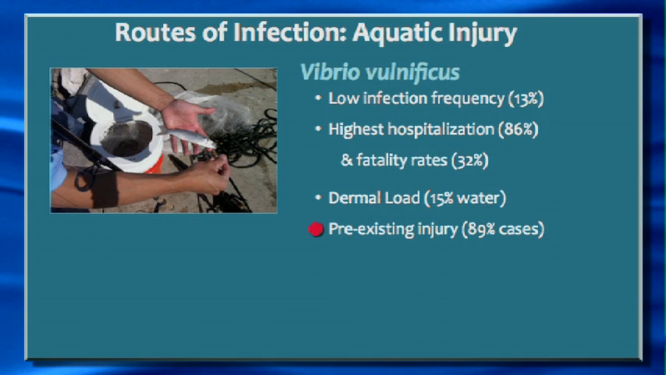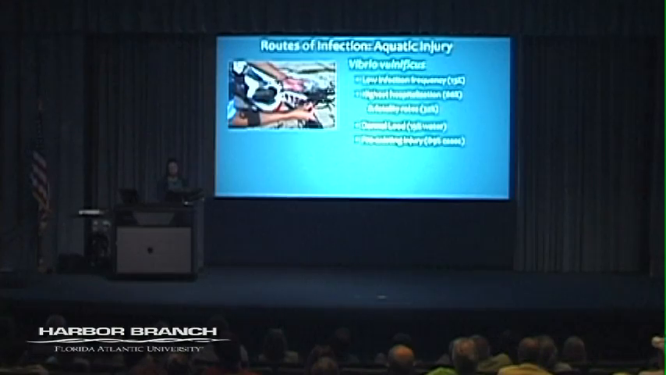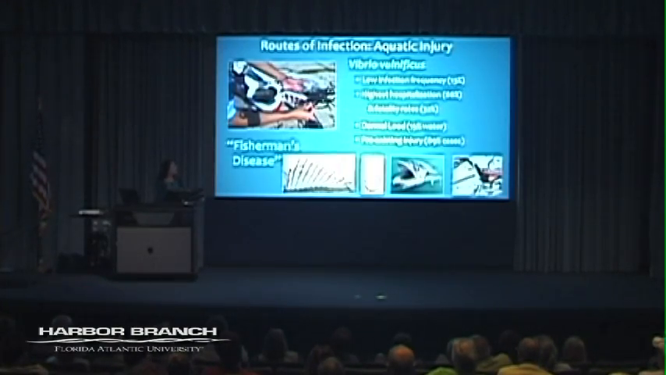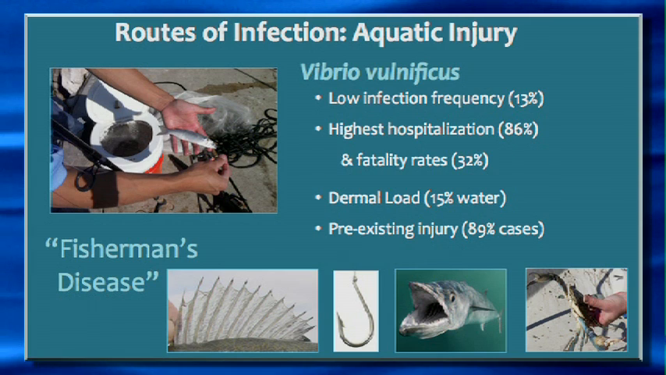So the real problem comes down when you have a pre-existing injury, or basically a route for this infection to occur. About 89% of the cases of people that have come down with this infection had some sort of pre-existing wound that added a route for these bacteria to get into your blood. This bacteria has been nicknamed to cause fisherman's disease, and you can see why. Fishermen handle all sorts of things, sharp spines, sharp hooks, teeth, bait, things like that, that can actually provide this infection.